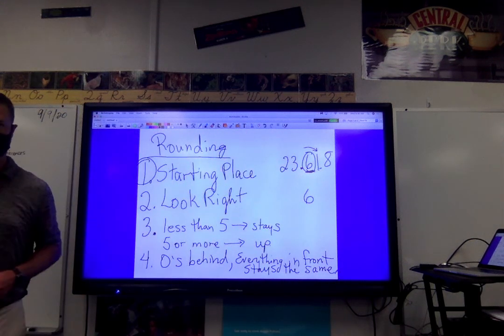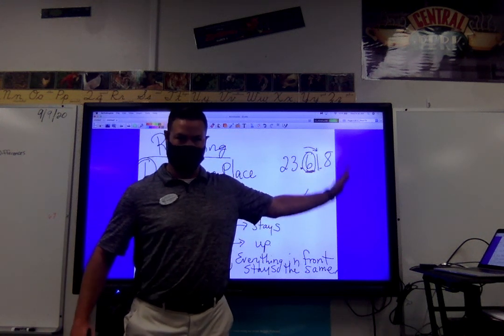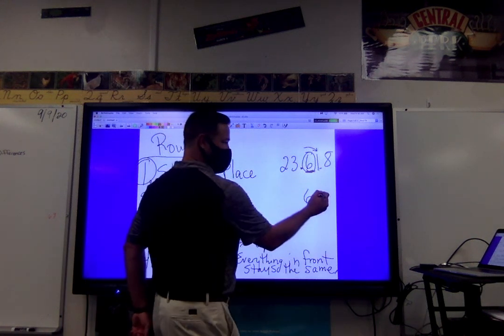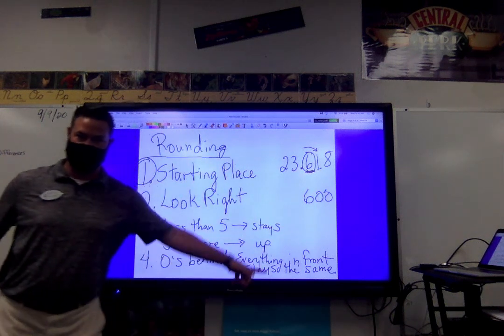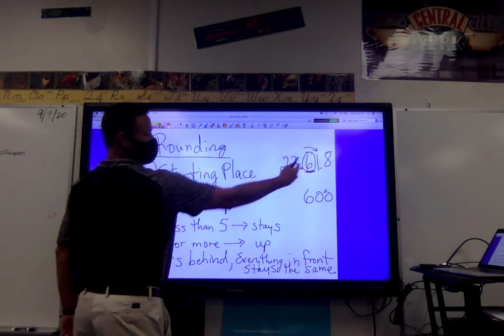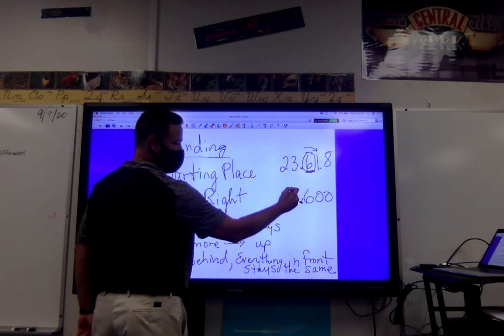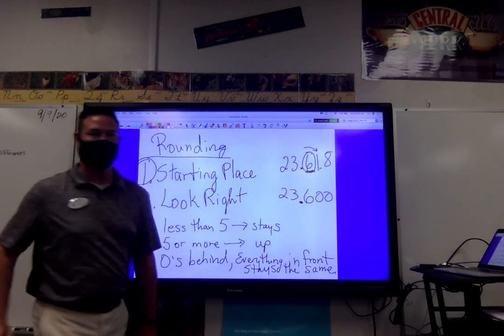Everything behind it becomes zeros. So what was behind that 6? A 1 and an 8, right? So those become zeros. Everything in front stays the same. So everything in front of the 6, including the decimal, very important to put the decimal there, 3 stays the same, 2 stays the same.